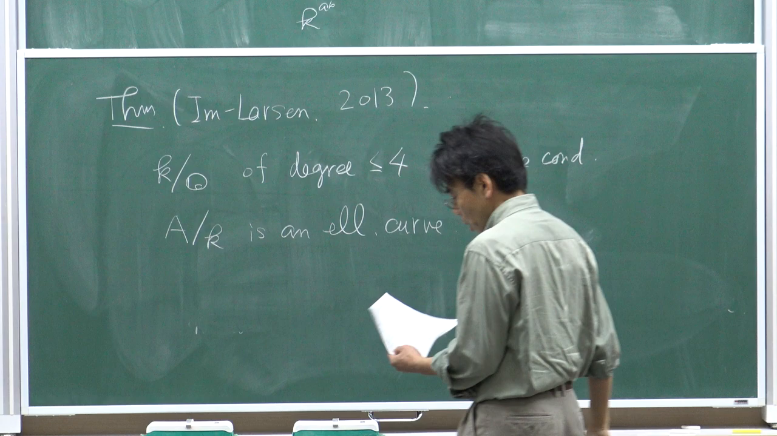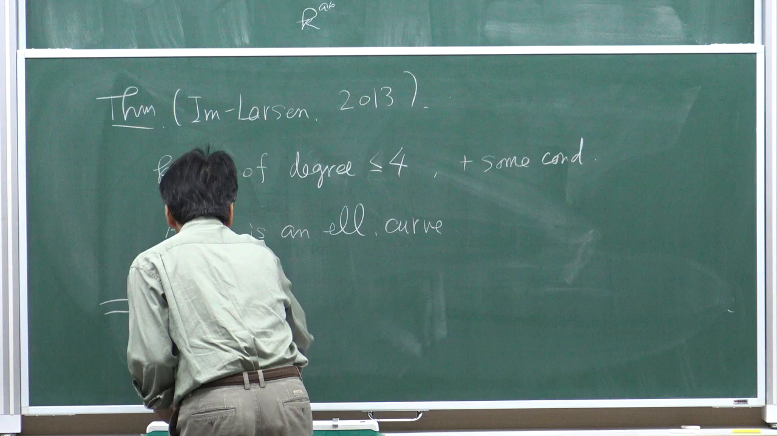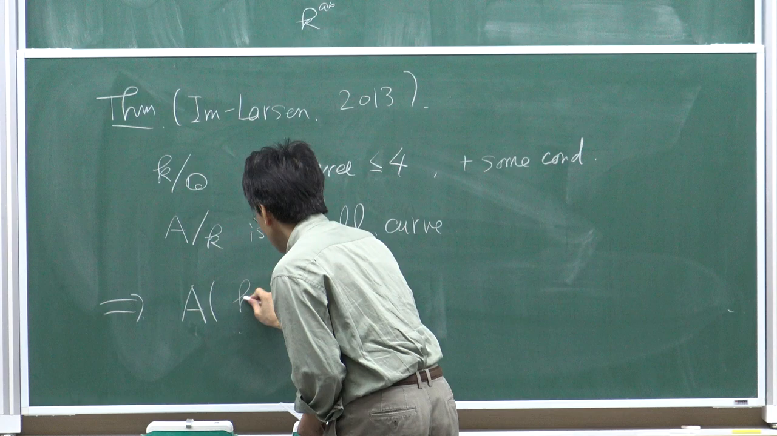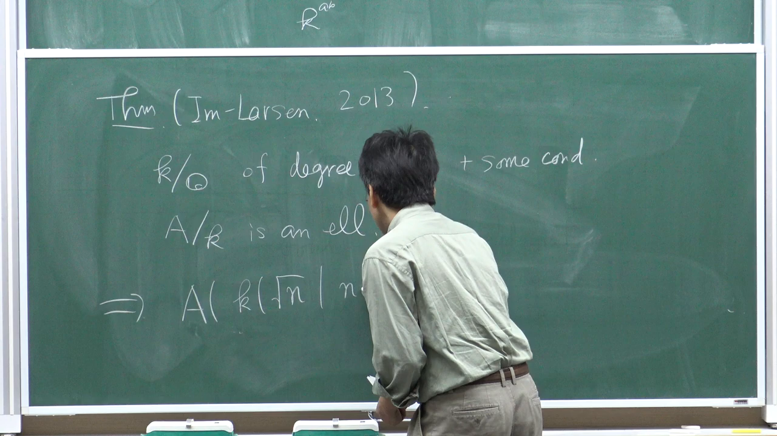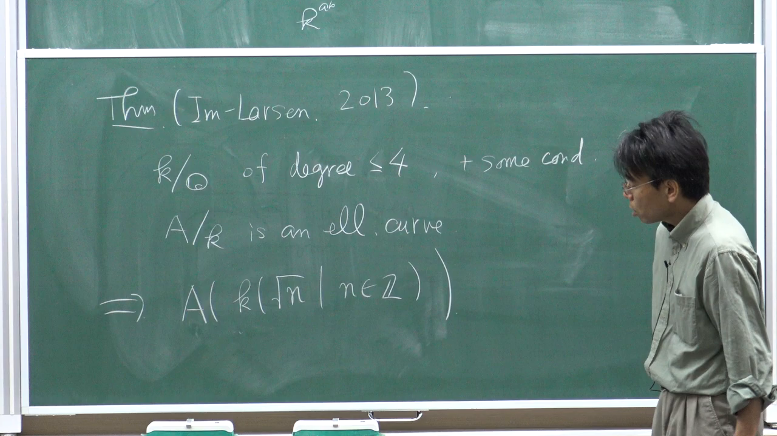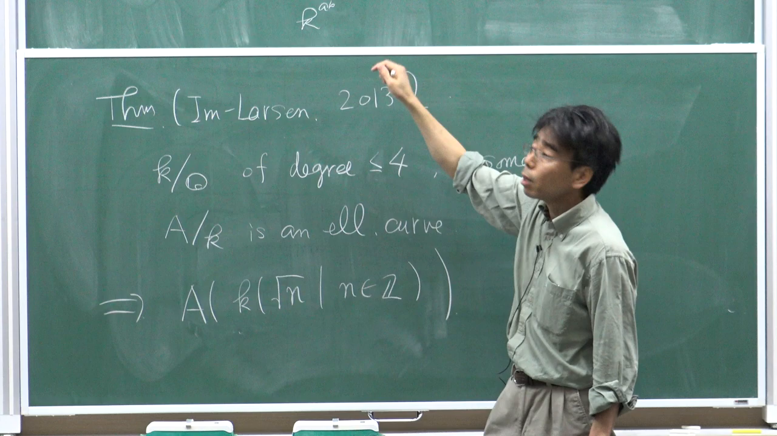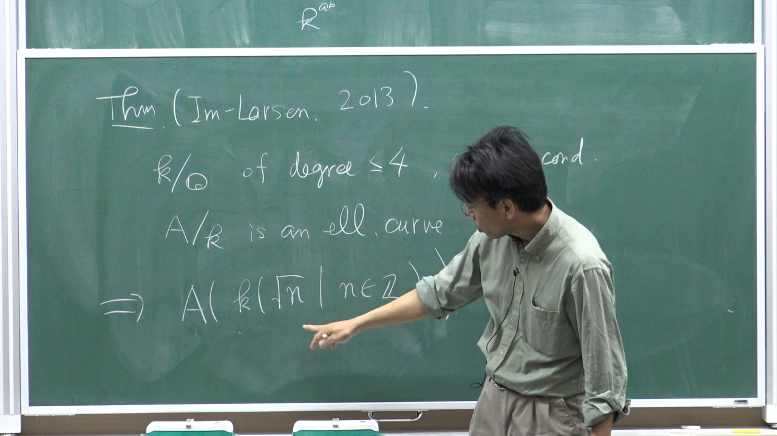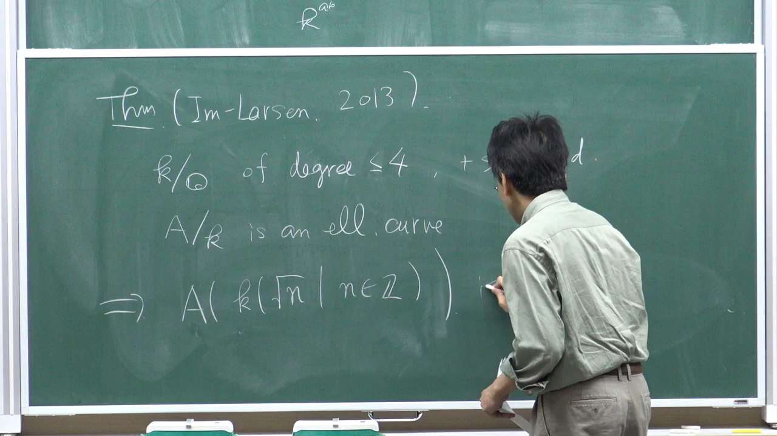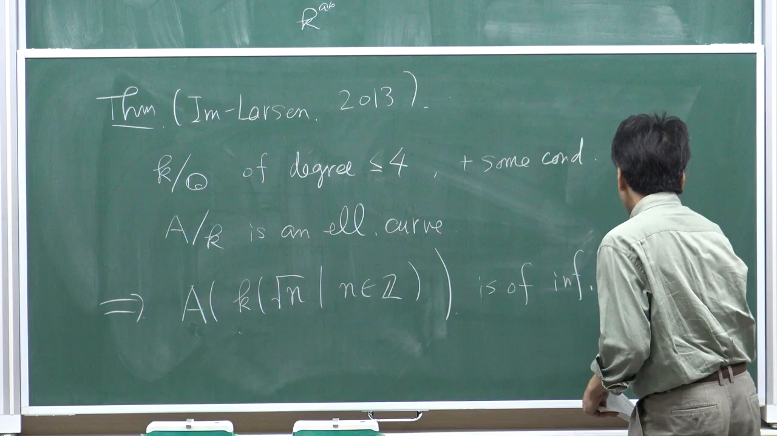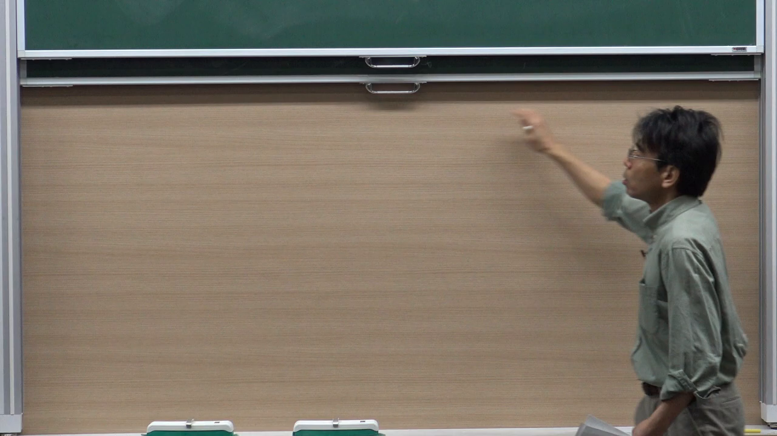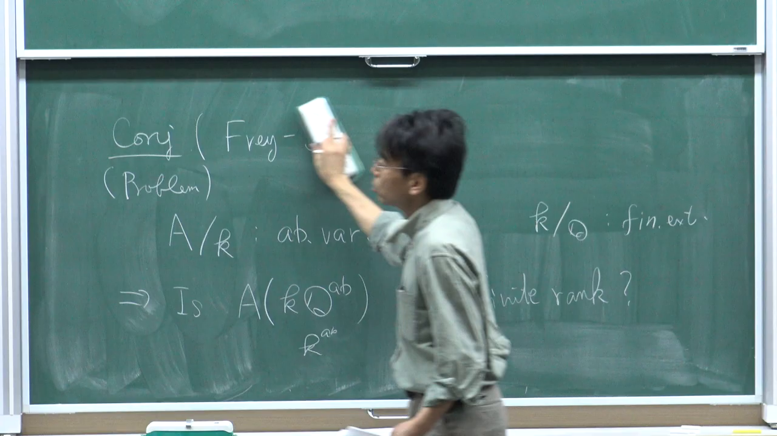So a one dimensional abelian variety. Then the Mordell-Weil group of A over this field is much smaller than this k times Q bar. So you only need to join square roots of rational numbers. And this is of infinite rank. So these are kind of typical results in this direction.